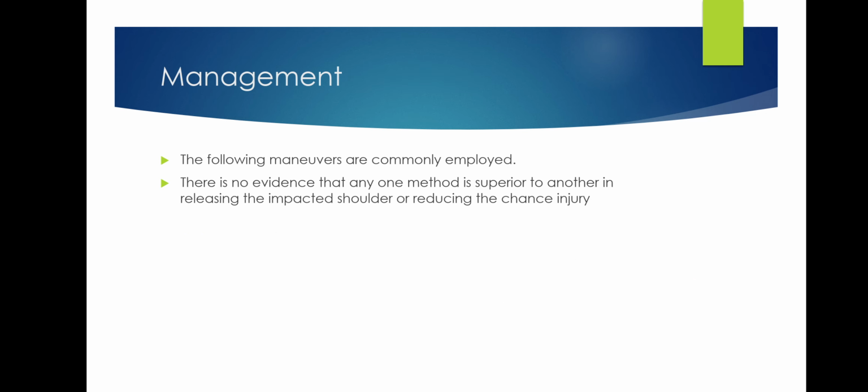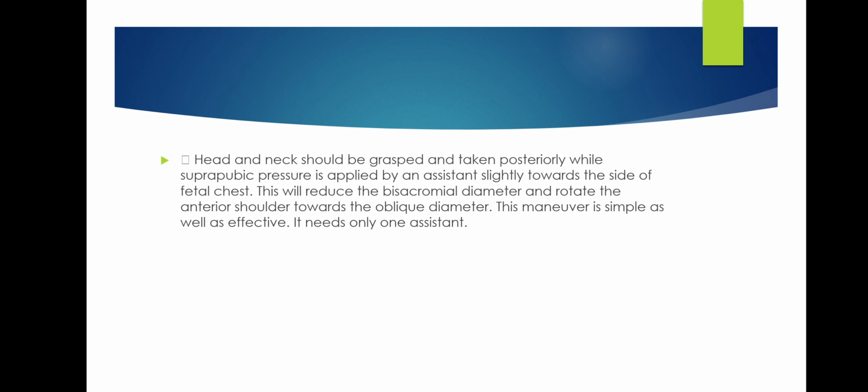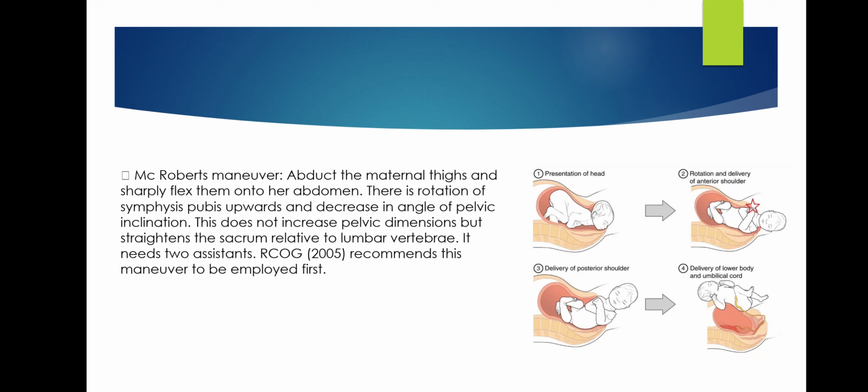So for management, the following maneuvers are commonly employed, and what you need to know is there is no evidence that any one method is superior to another in releasing the impacted shoulder or reducing the chance of injury. In the first, the head and neck should be grasped and taken posteriorly while suprapubic pressure is applied by an assistant slightly towards the side of the fetal chest. Due to this, it will reduce the bisacromial diameter and rotate the anterior shoulder towards the oblique diameter. This maneuver is simple as well as effective, and it needs only one assistant.